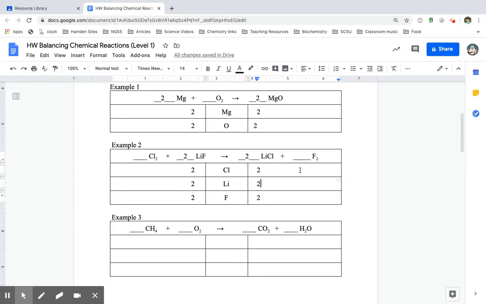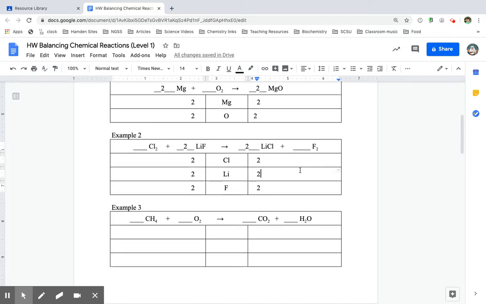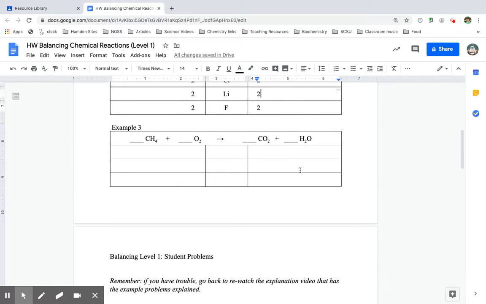Looking good. Let's try example number 3. Example number 3, I have C's and H's and O's on both sides. So I'm going to put C's, H's, O's in my chart. Remember, capitalization matters, so be careful. The second step is to count. 1 carbon on the left, 4 hydrogens on the left, and 2 oxygens on the left.